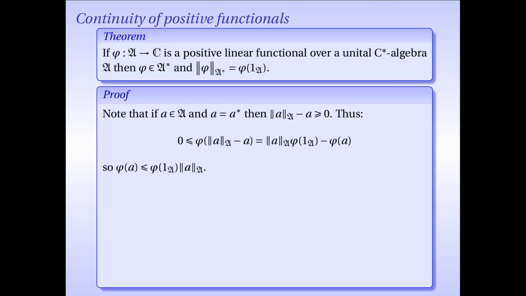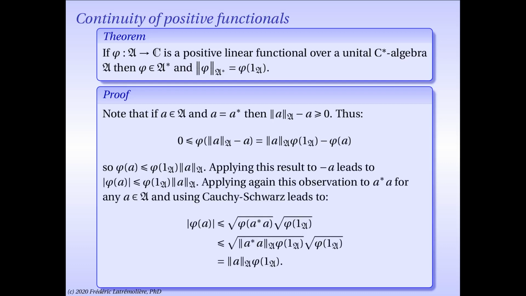So to do that, let's fix phi, a positive linear functional, over some unital C-star algebra, and take A, a self-adjoint element of that C-star algebra. Using our knowledge about the Gelfand transform, you see that the norm of A minus A is a positive element in your C-star algebra, because it's a self-adjoint element, and its spectrum, of course, is going to be contained in the positive half-line. And thus, if you apply the positive linear functional phi to that positive element, you get a positive value. But it immediately tells you, using linearity of phi, that phi of A is less or equal than phi at the unit of the C-star algebra times the norm of A.